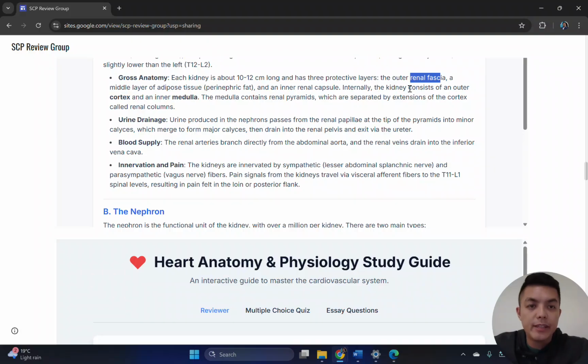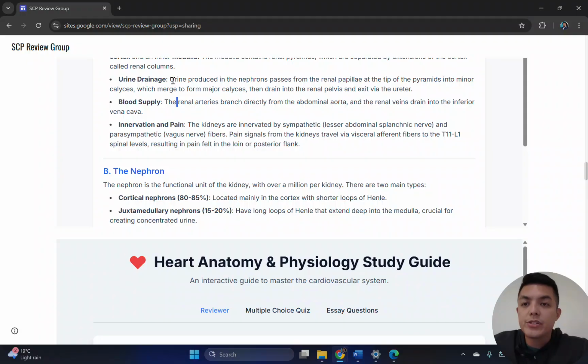Internally, the kidney consists of an outer cortex and an inner medulla. So that's very important: outer cortex and inner medulla. The medulla contains the renal pyramids, which are separated by extensions of the cortex called renal columns. You can just look at it online, what it looks like, because this is just a review.